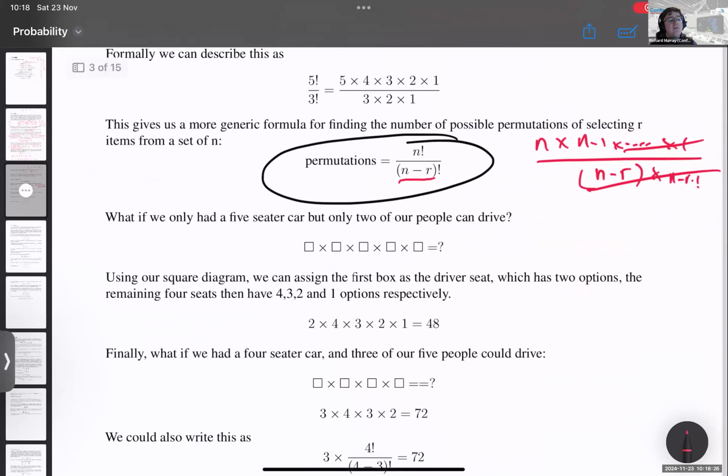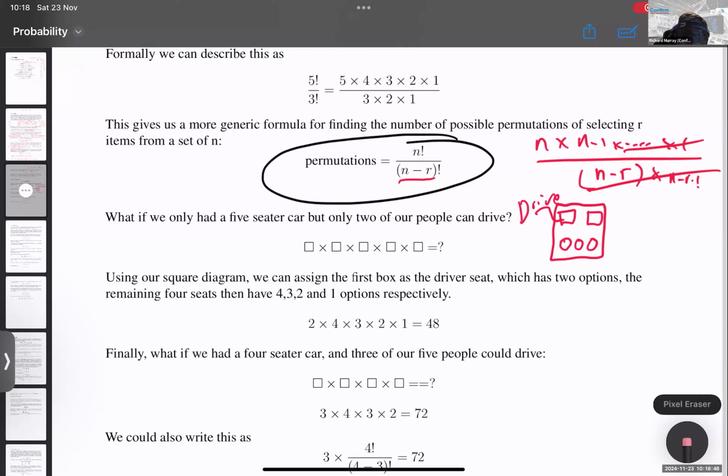So we can have more complicated situations as well, where we have non-equivalent positions to select. So imagine we have a car. It's a 5-seater car. So we have 2 different sets of seats. We have a driver's seat, and then we have 4 passenger seats. The driver's seat has restrictions on who can occupy it. The passenger seats do not.